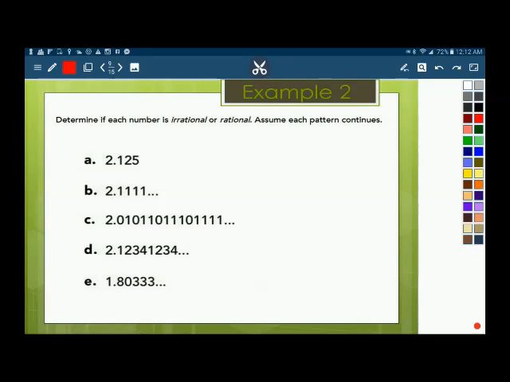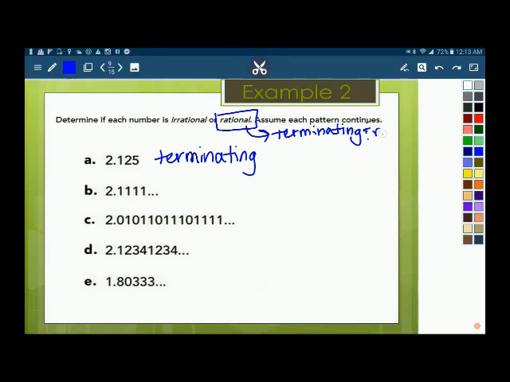In this example, it says determine if each number is irrational or rational. Assume each pattern continues. Now, A is a terminating decimal. It ends. It does not go on forever and ever. There are two types of decimals that create rational numbers: terminating and repeating. If we do not see the decimal terminate or repeat the same number or numbers over and over again, it would be considered irrational. Since A terminates, that means A would be rational.